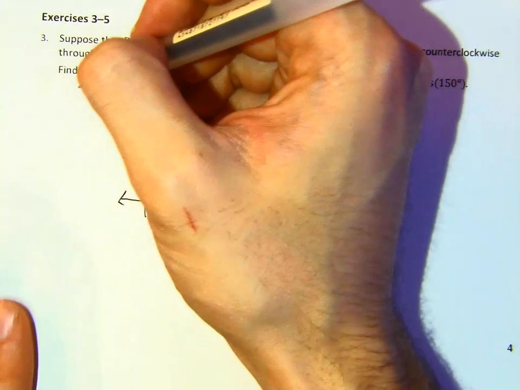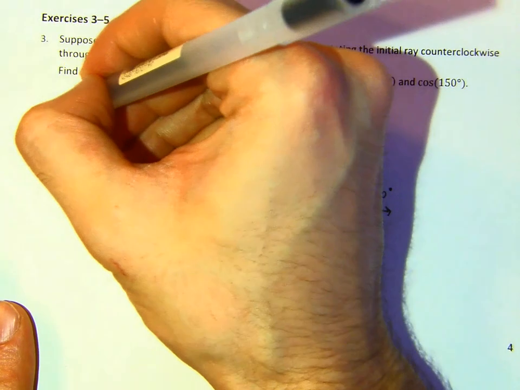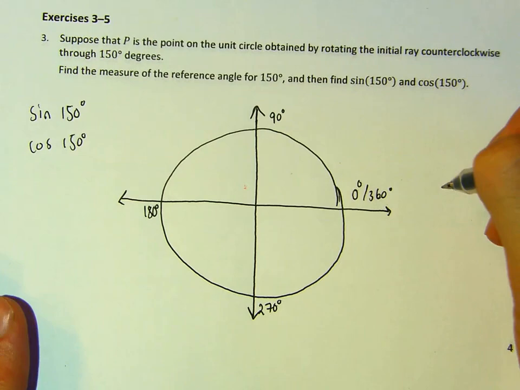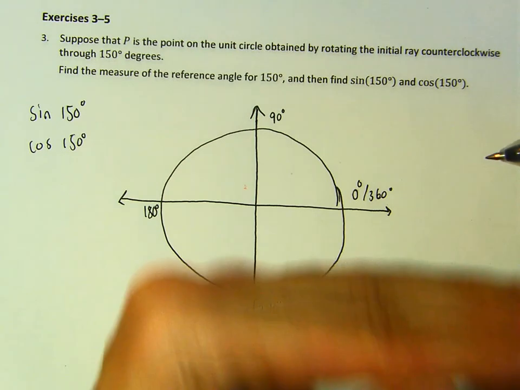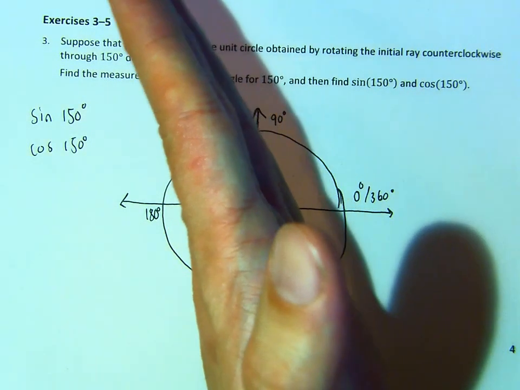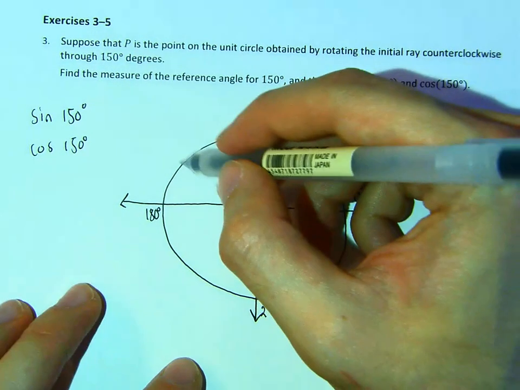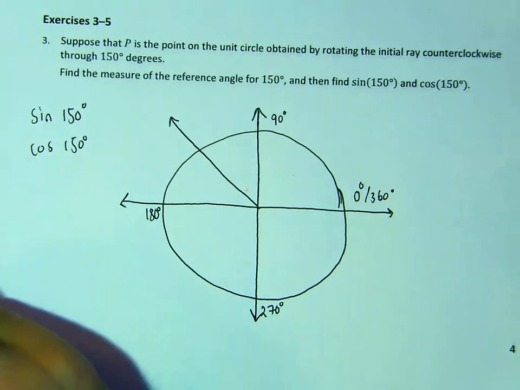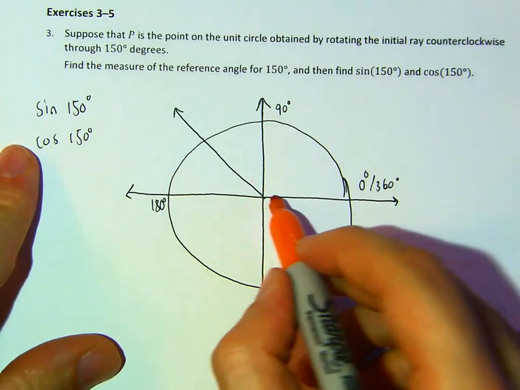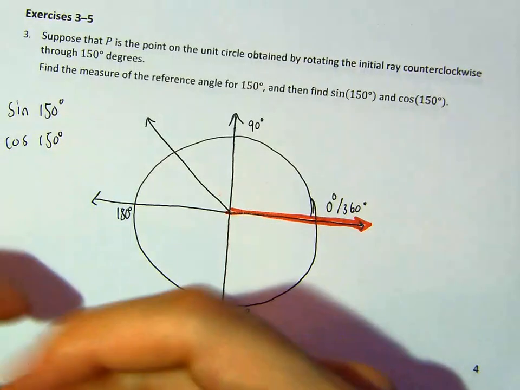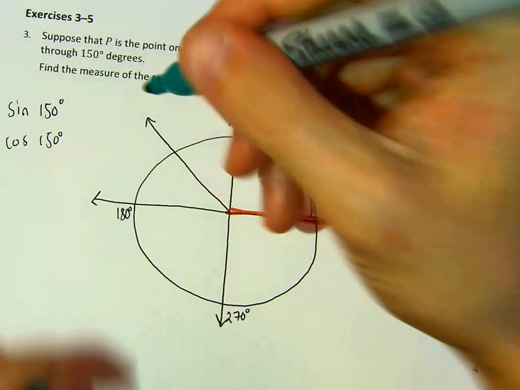Now what's the question asking? It's saying, what is sine of 150, cosine of 150? So we have to rotate. So we start at 0, and we're gonna rotate. 150 should be somewhere here, okay? So boom. So notice that this is what we say, this is the initial ray. Okay. Then what do we have? We have some terminal ray like this.